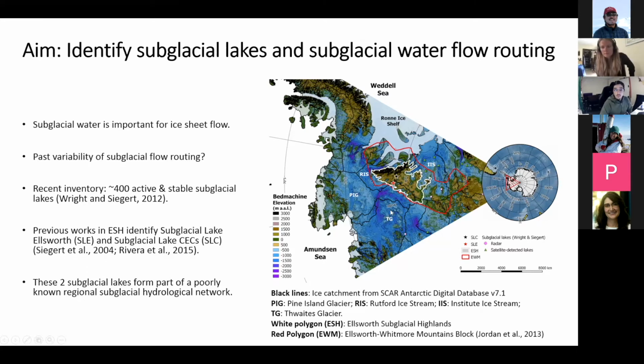Although the most recent inventory accounts for around 400 subglacial lakes, very few subglacial lakes were detected in this region, and only 2 subglacial lakes within the Ellsworth Subglacial Highlands, Ellsworth and Sex. And so our work hopes to fill this regional gap and to contribute new insights on the subglacial hydrological network.